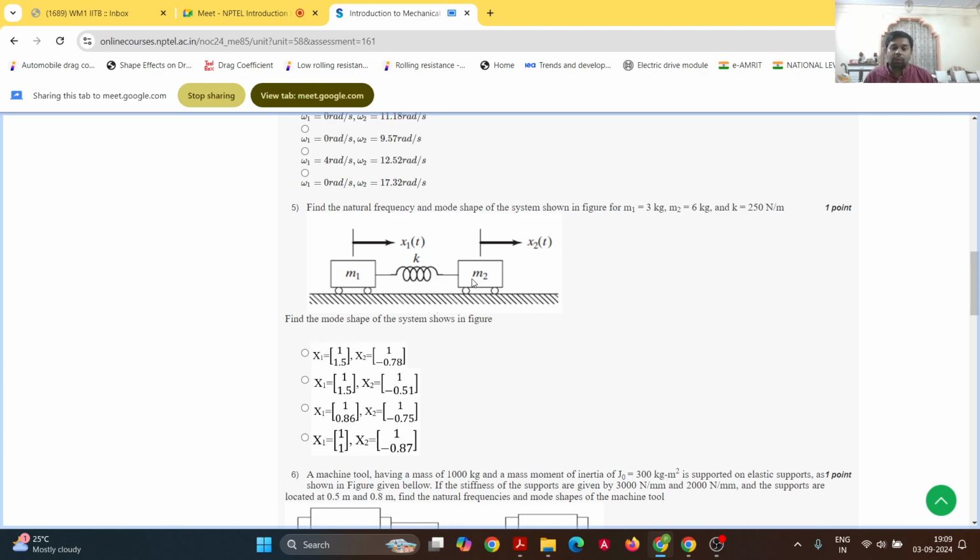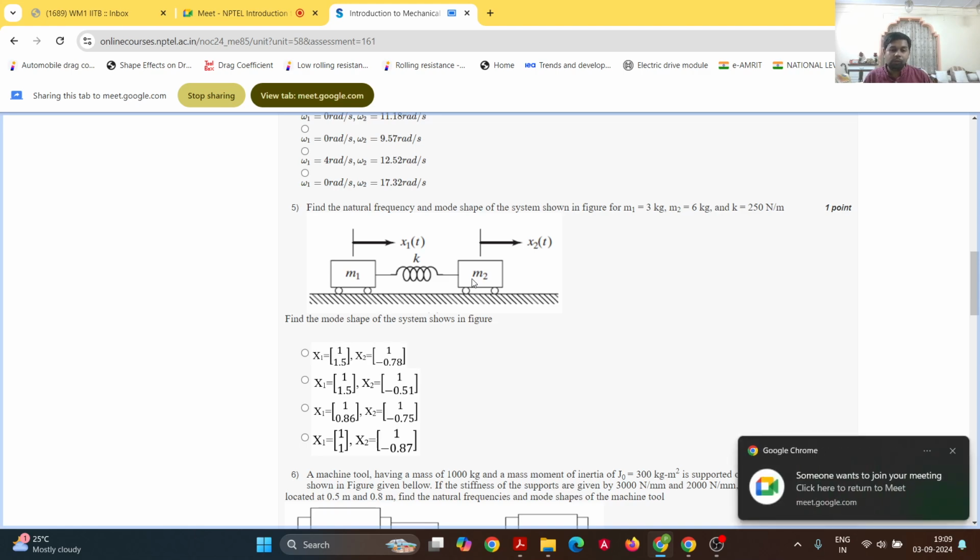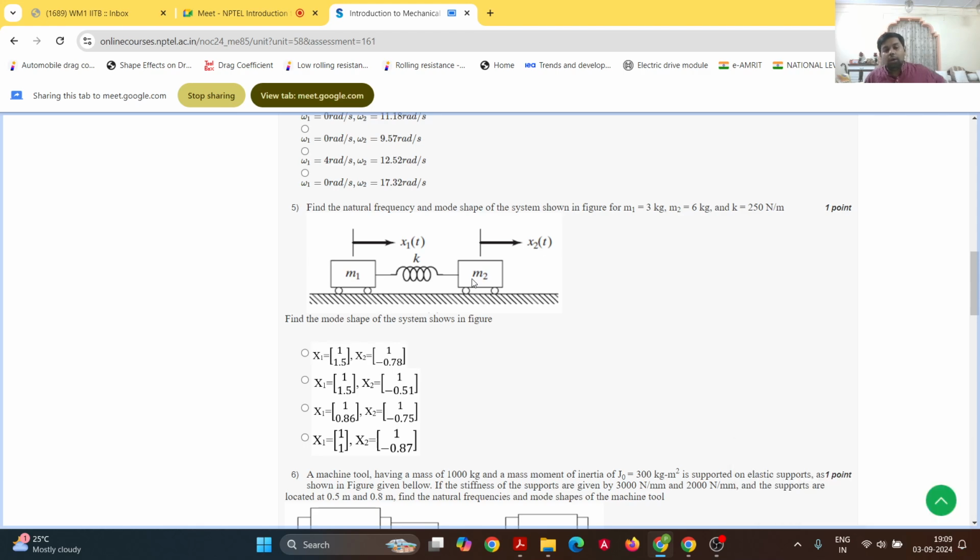Yes, sir, my issue was that you explained the meaning of mode shape in the video lecture, but you have not referred to this type of notation which we see in these questions. I am feeling uncomfortable with x1 equal to 1.5 and x2 equal to 1. That is the issue, sir.